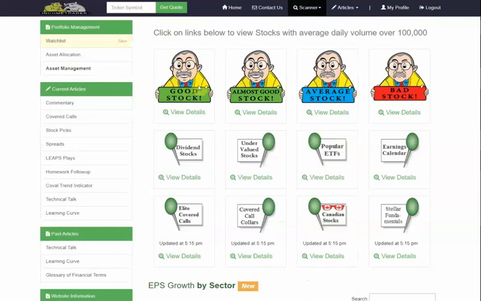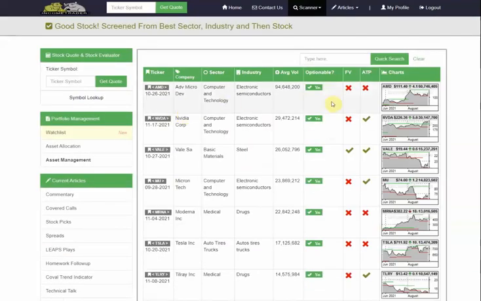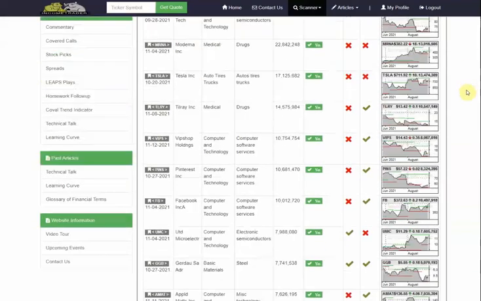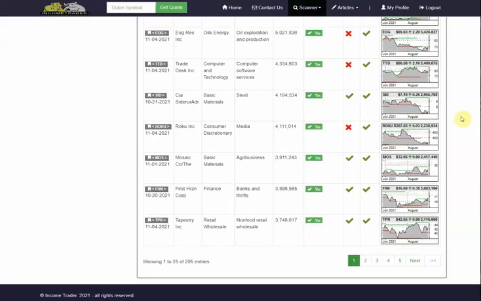If I want to just say, hey, show me all the really good stocks in the database, I click right here, it says view details. And there are tens of thousands of stocks in the database. But if I scroll down to the very bottom of the page here, look at how many actually good quality stocks are in there out of tens of thousands. Only 295 stocks are actually good. These are like A+ stocks, really good quality stocks.